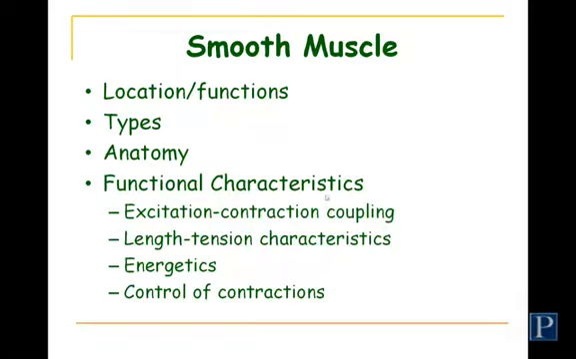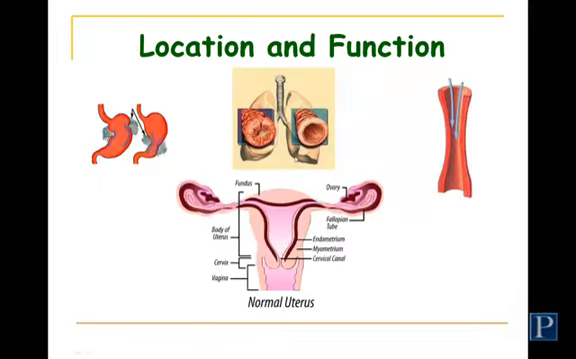First, let's look at locations. Smooth muscle is located predominantly in most hollow organs, say like your stomach. It is along the GI tract, like the esophagus, the small intestine, the large intestine. It's in your urinary bladder, ureters. You'll see it in your bronchioles and blood vessels. It's also in the uterus. The myometrium is smooth muscle.